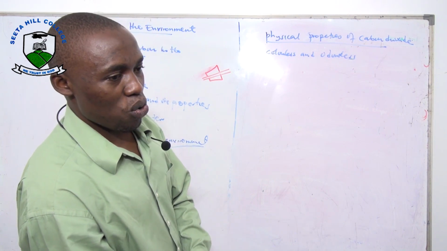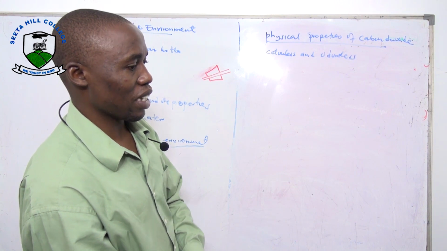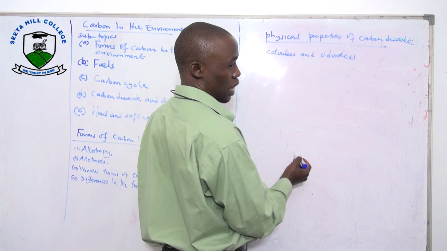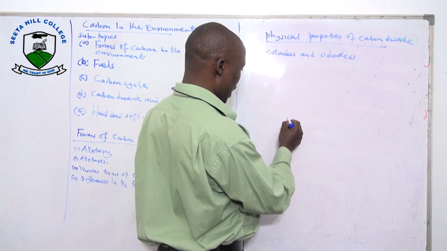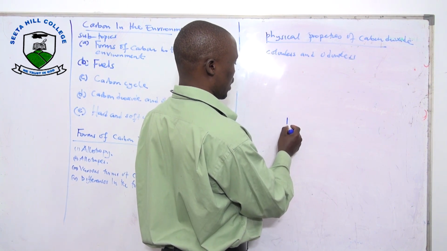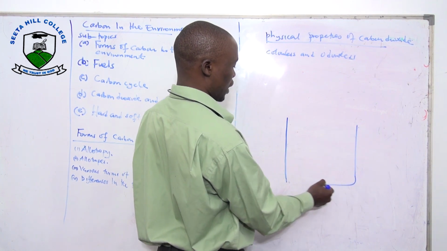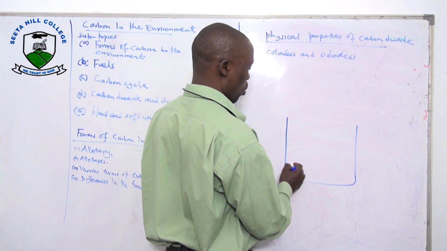Now how do you know that carbon dioxide is denser than air? This can be a practical experiment at home. Please go and try it. Clear? Go and get a cup or a glass. Then pour in baking powder.